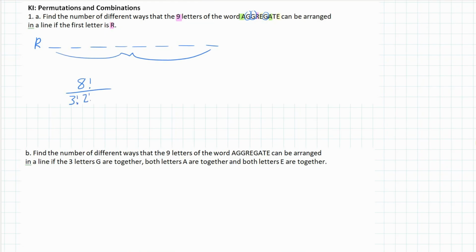Because we've got 2 A's, divide by 2 factorial. And because we've got 2 E's, it's also got to divide by 2 factorial again. Now, when we chuck this into the calculator, we should get 1,680.